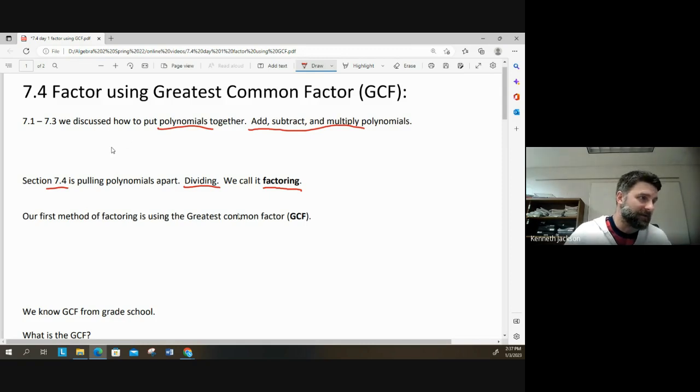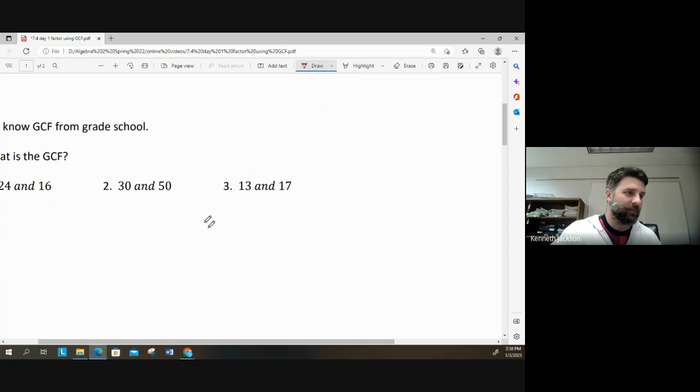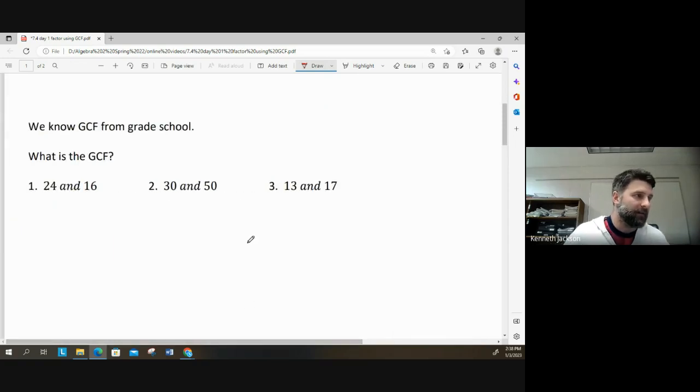And our first method of factoring, as it says here, is something that we should be familiar with, the GCF, the greatest common factor. This is something we should be familiar with from grade school. The GCF is simply the biggest number that will go into a set of numbers. If we're looking at 24 and 16, what number will divide into 24 that will also divide into 16? You could say 2, and 2 is a common factor, but the greatest common factor, the biggest number, would be 8. 8 is the GCF.